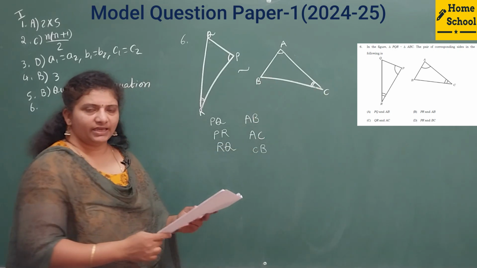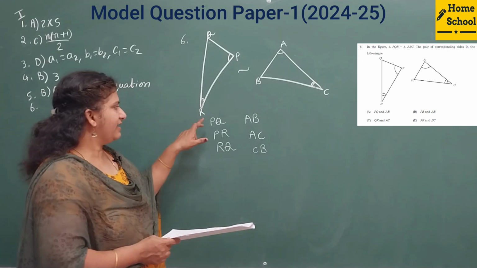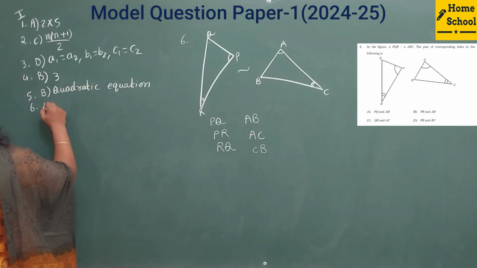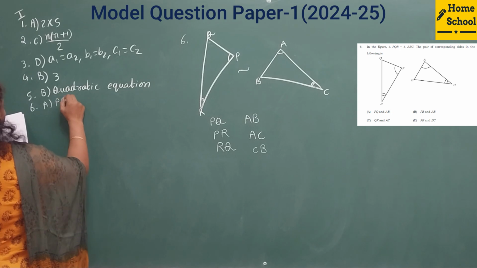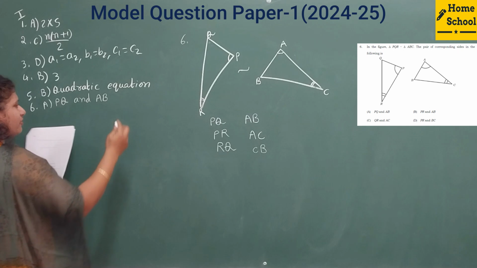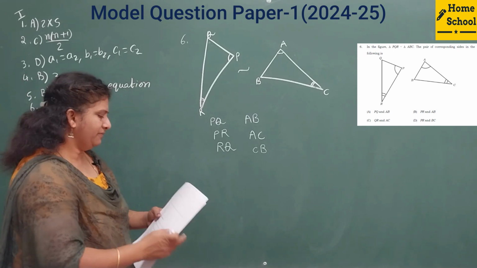Now let's see according to the options what they have given. PQ and AB. Yes, PQ and AB are the corresponding sides. So I go with option A, PQ and AB. Like this only you can check the other options also. No problem. So see the next one.